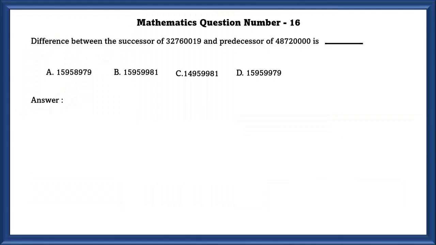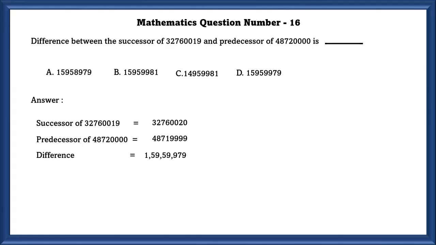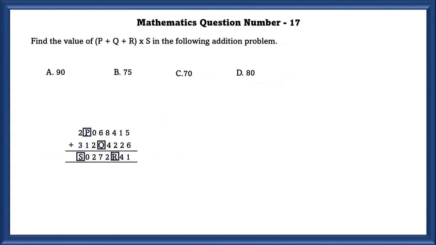Mathematics question number 16. The difference between the successor of this number and the predecessor of this number is equal to 1,59,59,979. Mathematics question number 17. Find the value of P plus Q plus R into S in the following addition problem.